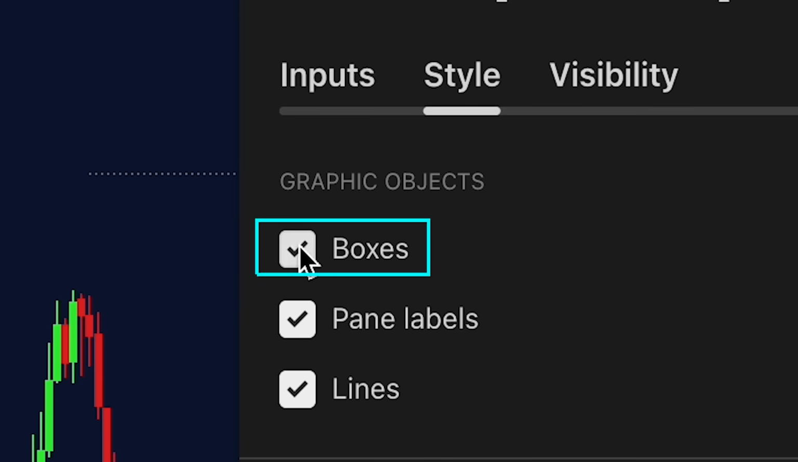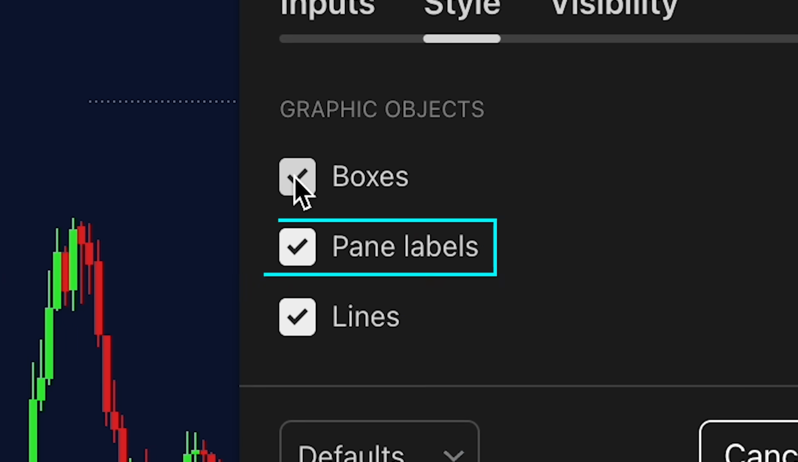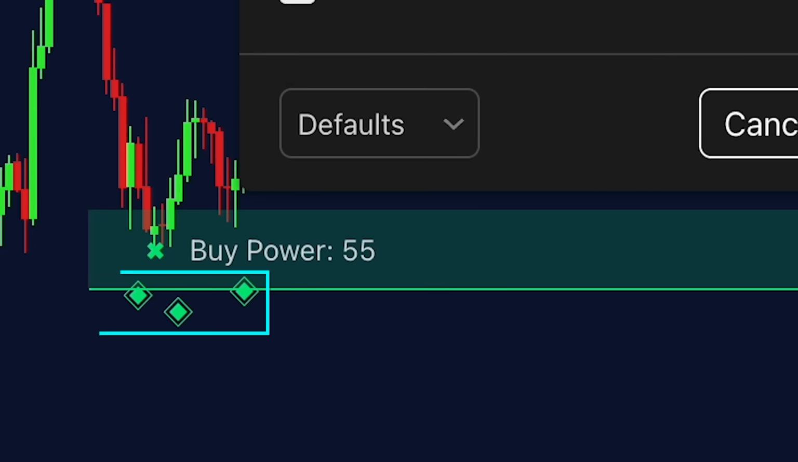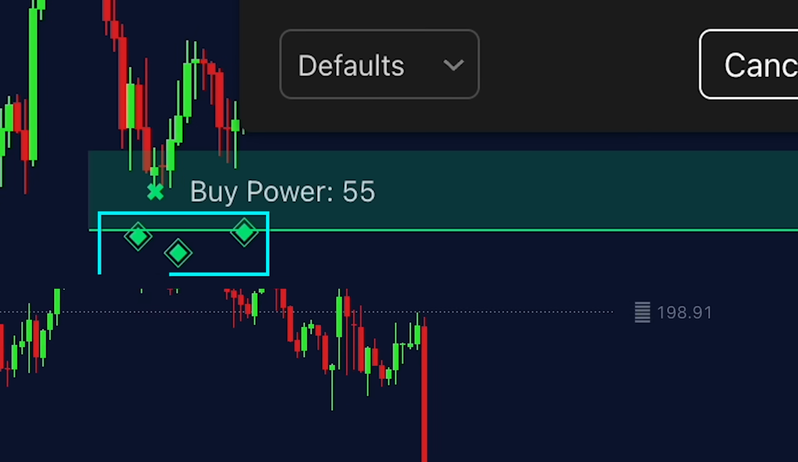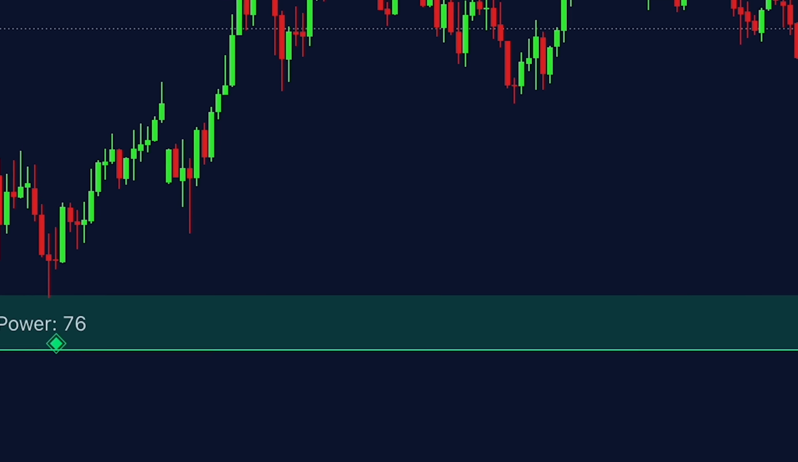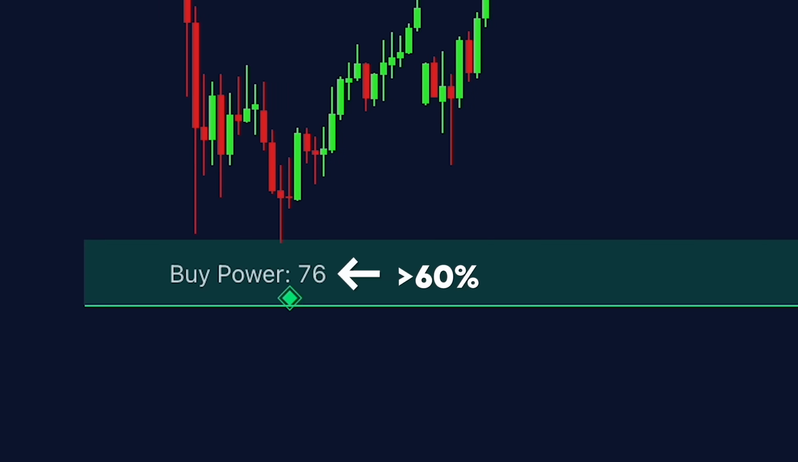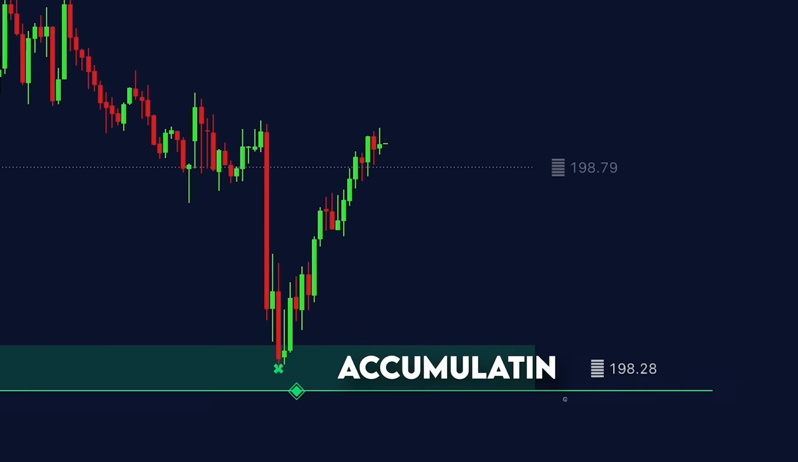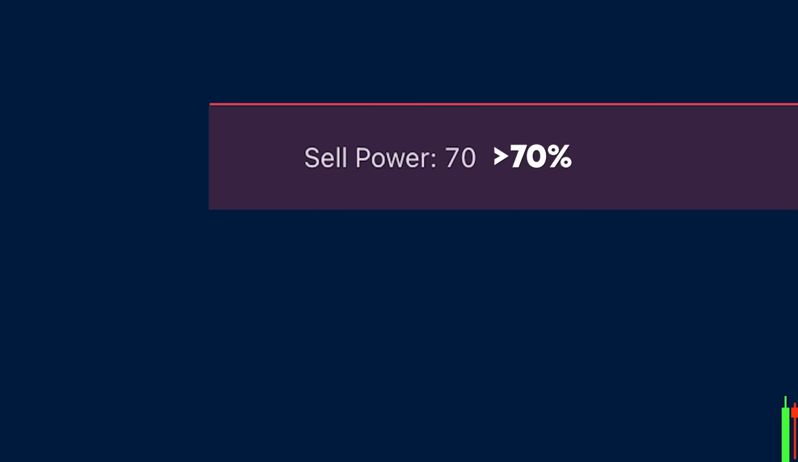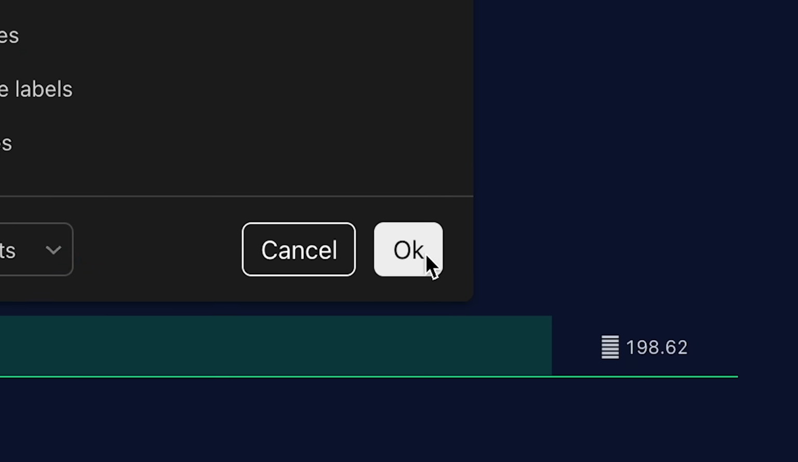Next, make sure show power values is enabled, as this displays the critical buy power and sell power percentages that make this indicator supercharged. Then enable delayed signals to activate the 2-bar confirmation filter, as it prevents you from entering on false breakouts that trap most retail traders. The power calculation algorithm analyzes candle bodies, wicks, and volume intensity to determine the true institutional commitment within each zone. So, when you see buy power above 60%, you're looking at zones where smart money is accumulating. And when sell power is above 70%, it indicates zones where big players are offloading positions. Once that's done, click OK.